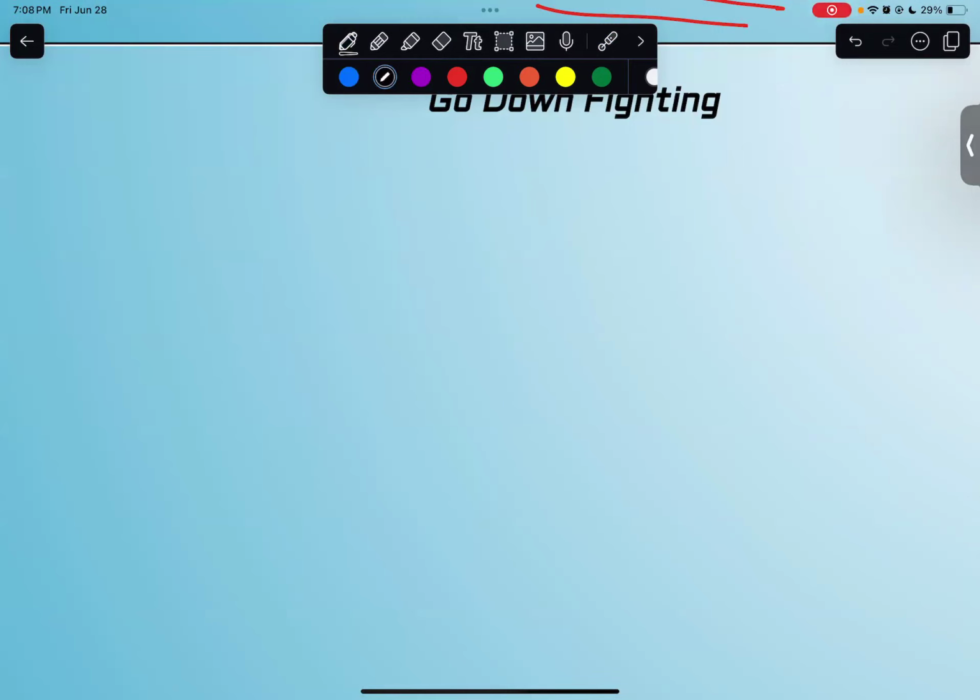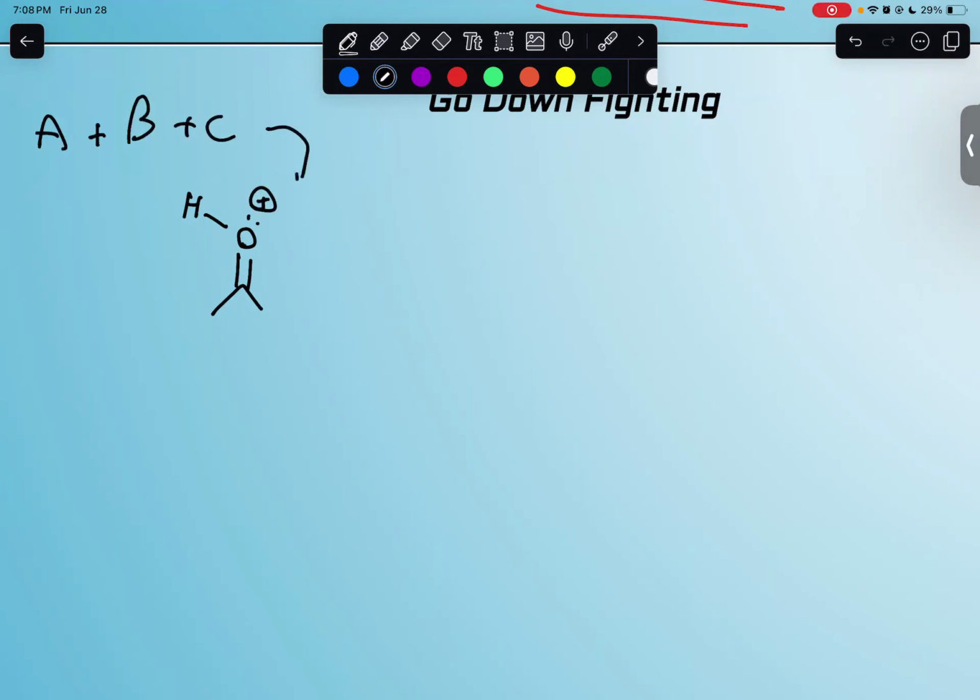Oftentimes you'll find yourself in a situation where, through some sort of reaction, let's say you do whatever A plus B plus C reaction, you end up with this molecule right here. This is your product. You can't leave your product like this. If you just have a positively charged product, ideally you're not supposed to leave it like that. Some other chemistry professors might be different, but I know Dr. Ko probably doesn't like you to be like this.